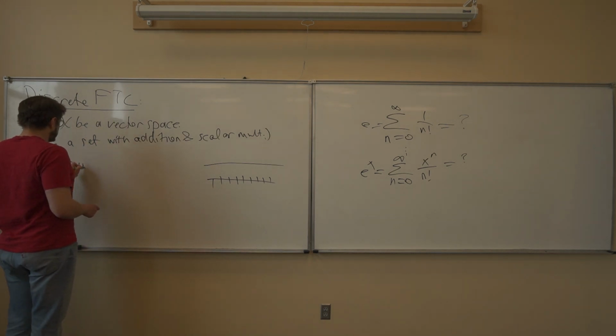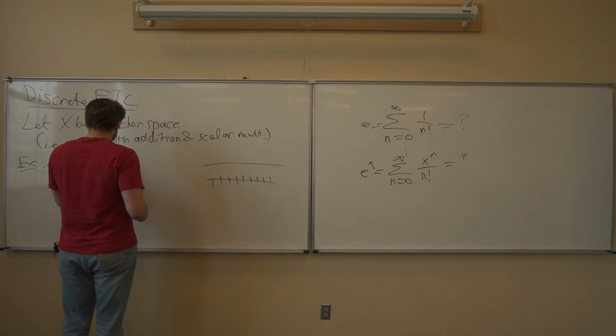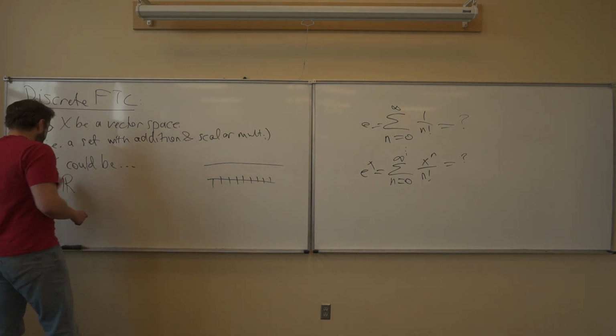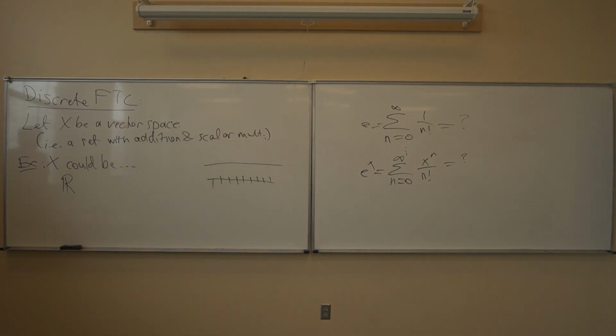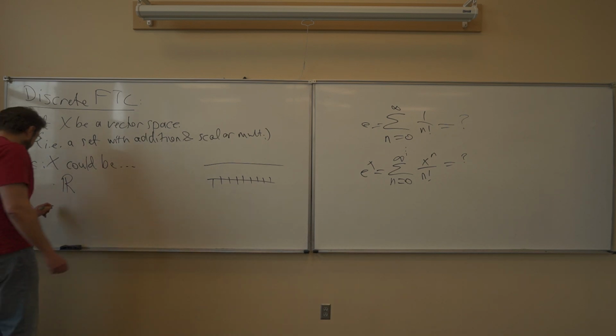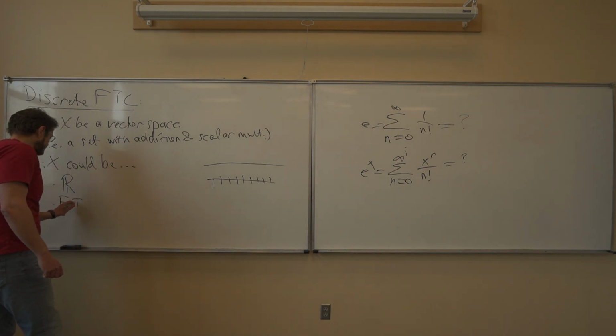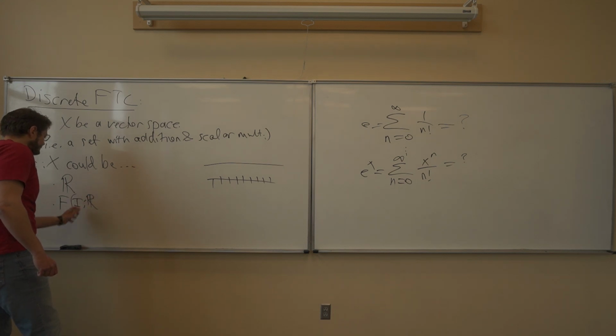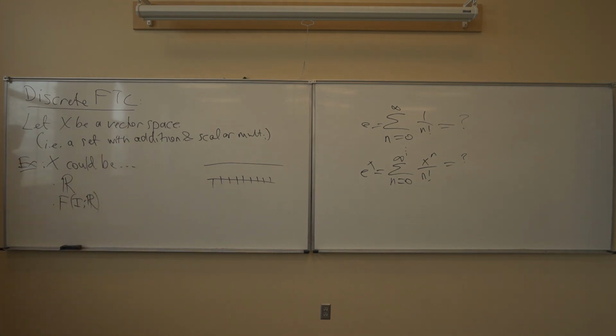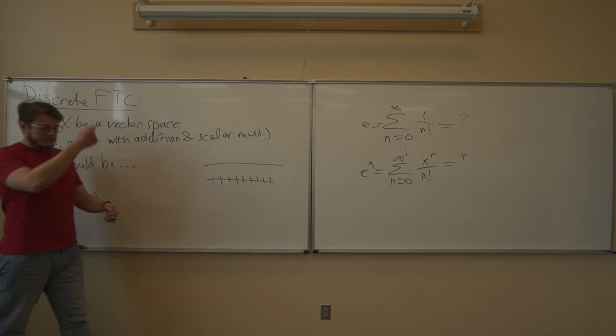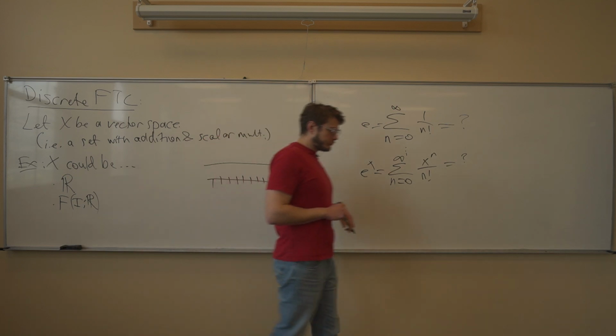X could be R. Some set of functions taking real values. Let's say the set of all real valued functions on an interval, because you can add two functions and you can scalar multiply them. So you take a function, you can take a number and multiply those two, and that gives you another function.